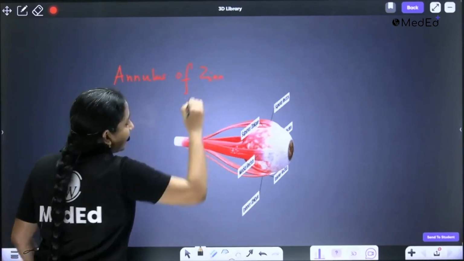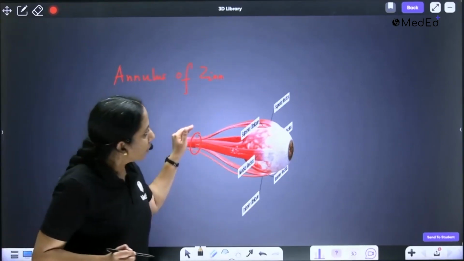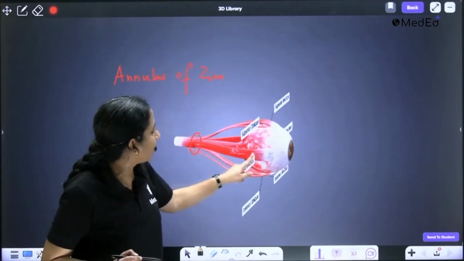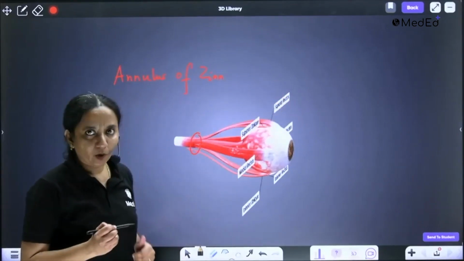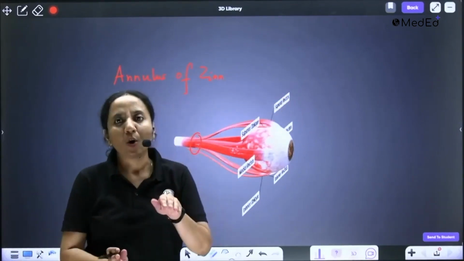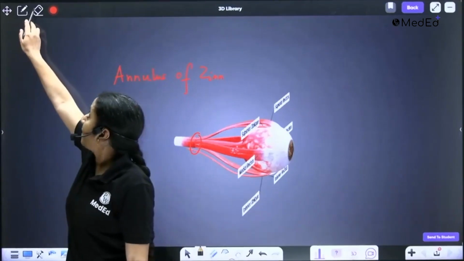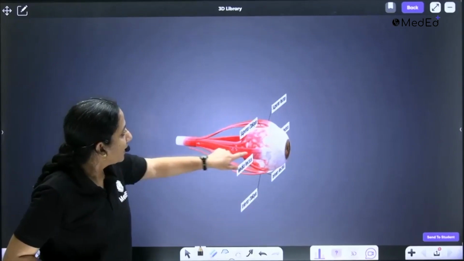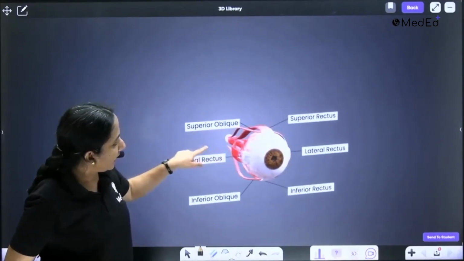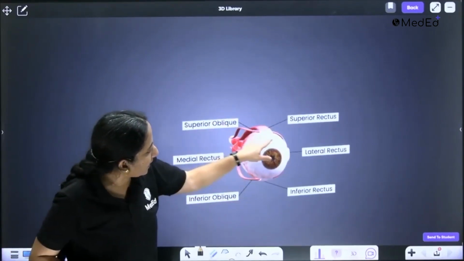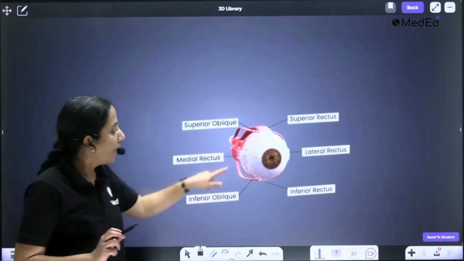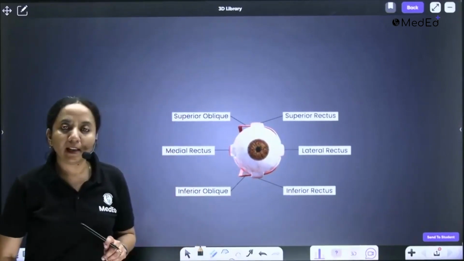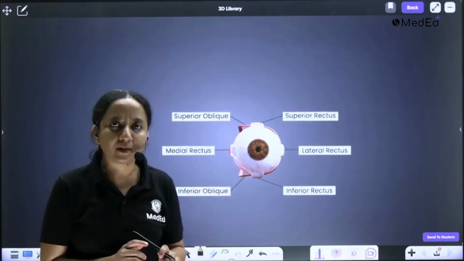Right, and after arising from there, the superior rectus is above, the inferior rectus is below. You can see the medial rectus on this side and the lateral rectus on the other side. So this is how they are oriented, and they come in front and are inserted into the sclera. Look at the orientation, they are coming in front and getting inserted into the sclera, but they are inserted at different distances from the limbus. They are not inserted at the same distance from the limbus.